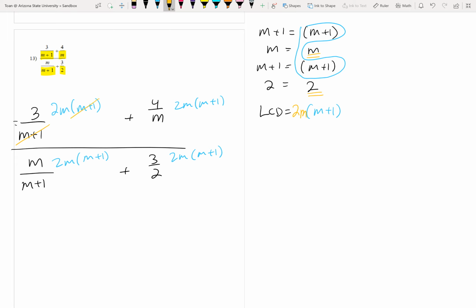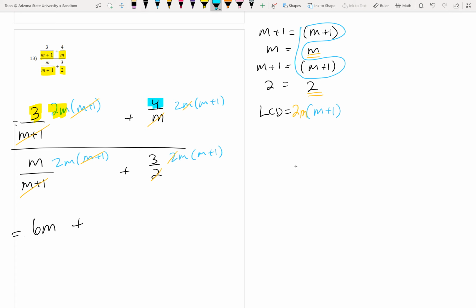M plus 1 cancels on the left, just the m's cancel out on the top right, m plus 1 cancels out on the bottom left, and just the 2's cancel out on the bottom right. And all that's left to do is multiply by what's left over. So we have a 3 and a 2m left over, gives us a 6m.